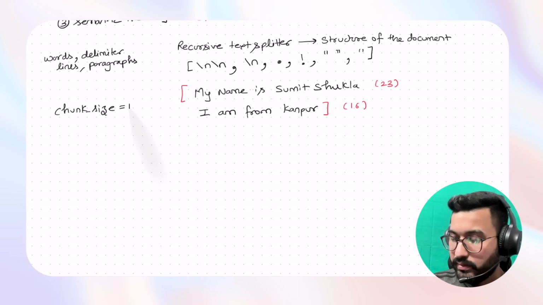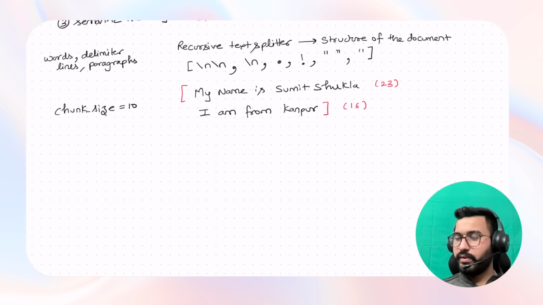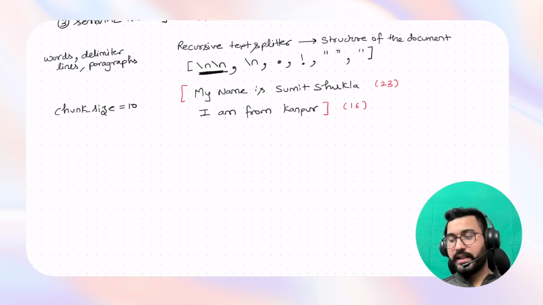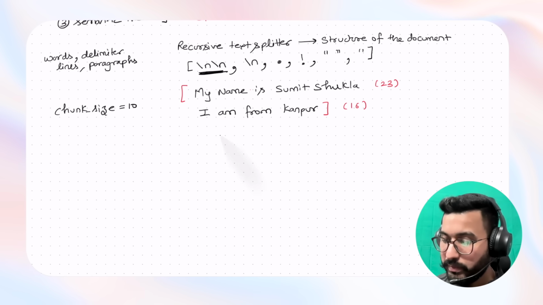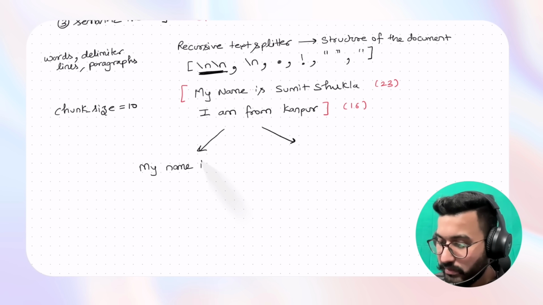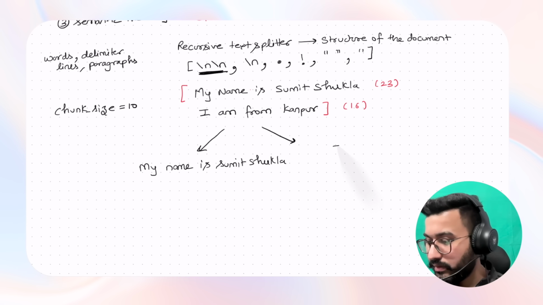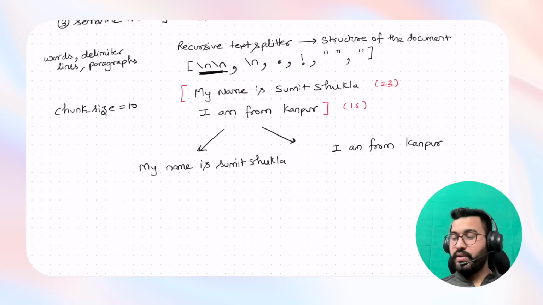Let's say I have defined that my chunk size needs to be 10. So here it will try to check if it goes with a paragraph. Paragraph is not available, so this option is not valid. But if it goes with a line split, can it maintain the chunk size of 10? First it will split on a new line. A new line will give me one chunk as my name is Sumit Shukla, and another line will give me I am from Kanpur. Now both of these chunks are not sufficient to be called a chunk because none of them is following the chunk size of 10.